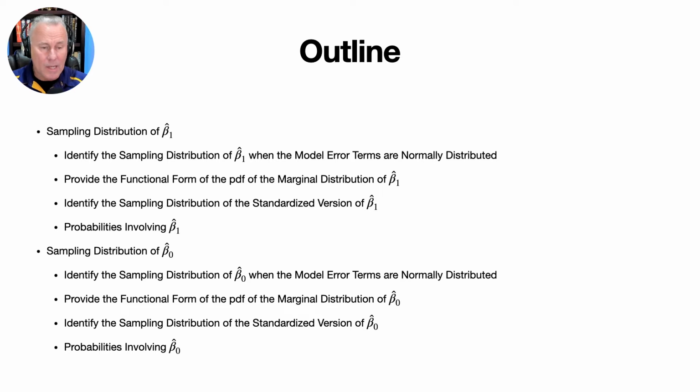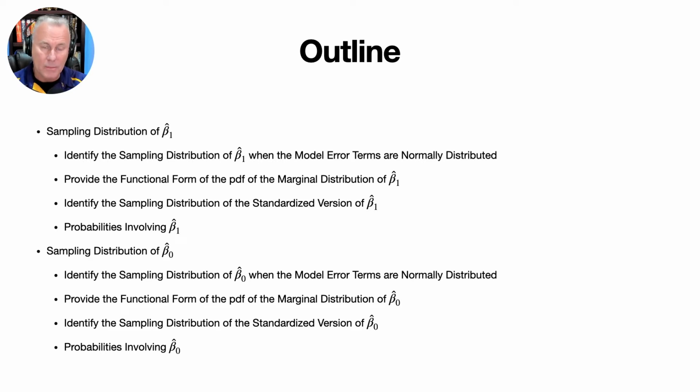So here's an outline of the topics we'll be looking at in this lecture. We'll first look at the sampling distribution of beta 1 hat. We'll identify the sampling distribution of beta 1 hat when the model error terms are normally distributed. We'll then provide the functional form of the PDF of the marginal distribution of beta 1 hat in this situation. We'll then identify the sampling distribution of the standardized version of beta 1 hat. And then we'll look at how to calculate probabilities involving beta 1 hat in this situation.